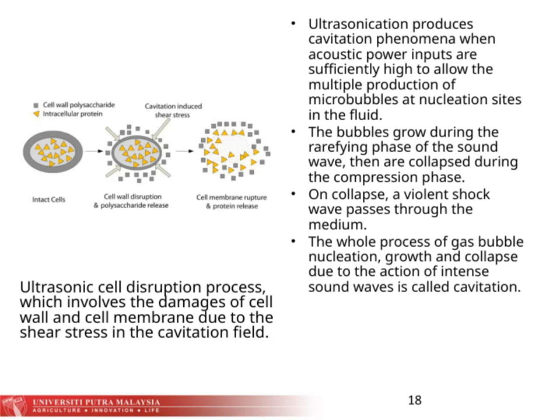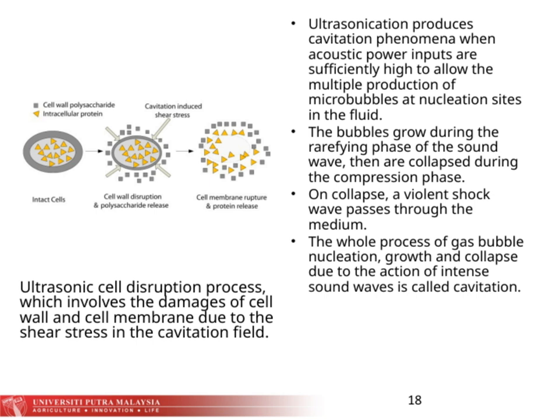Ultrasonication produces cavitation phenomena when acoustic power inputs are sufficiently high to allow the multiple production of microbubbles at nucleation sites in the fluid. What this means is that as we increase the power, tiny bubbles start to form repeatedly at specific points in the liquid. These bubbles then grow during the rarefying phase of the sound wave. That's the part where the pressure drops, and then they collapse during the compression phase, when the pressure rises again.